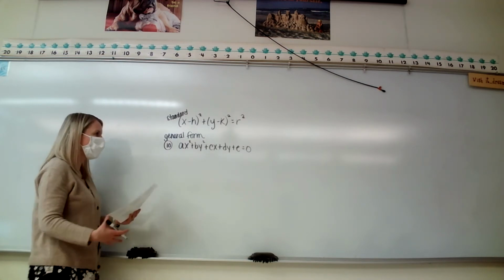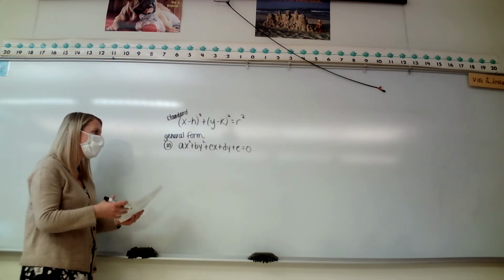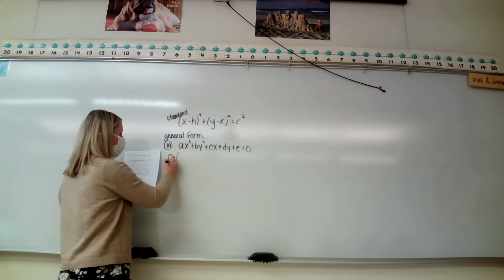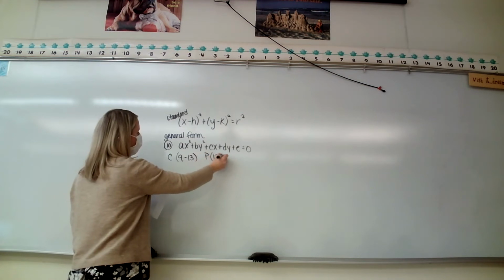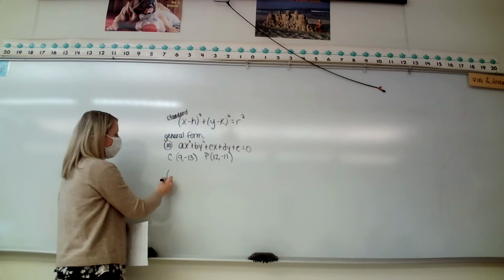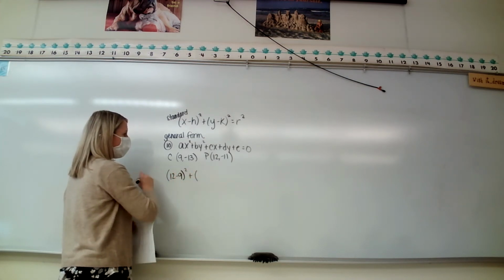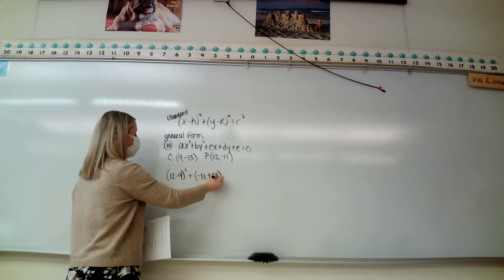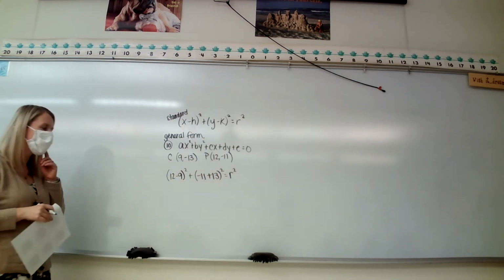So we always think about what form is going to be more useful with this information, and then if you have to rearrange to the other form, then you do it. So if I have the center at 9, negative 13, and a point at 12, negative 11, I'm going to throw it in standard form, which would be 12 minus 9 squared plus negative 11 plus 13 squared equals r squared. I'm going to have to find r.